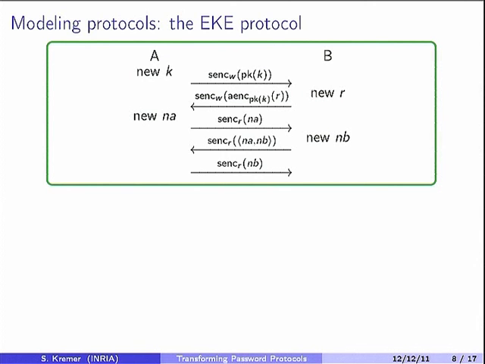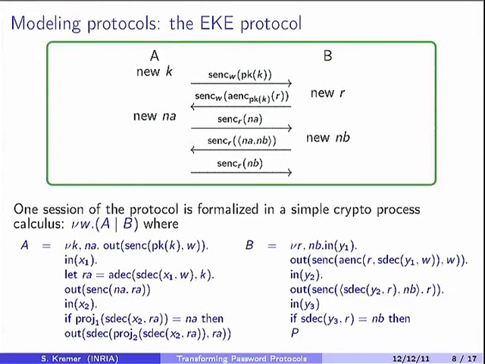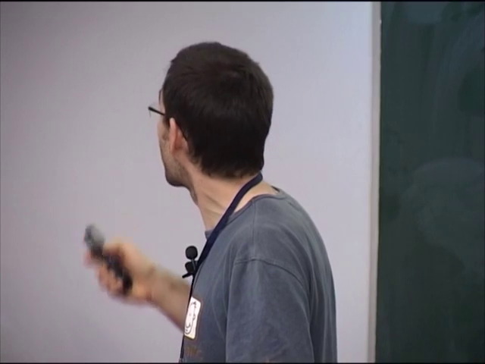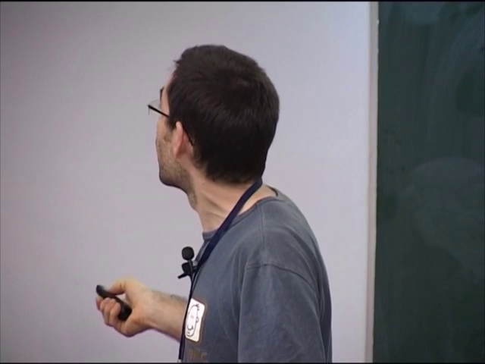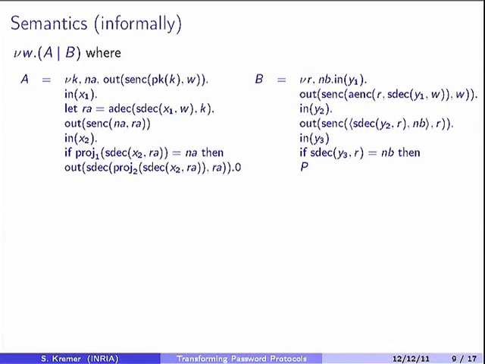But even if I can guess the password W, I cannot be sure that I guessed the right password. So these kinds of protocols, I will formalize them in a variant of the applied pi calculus. I'm not going through each of it, but they will look like short processes like this. I'll just give you some ideas of the semantics here informally.